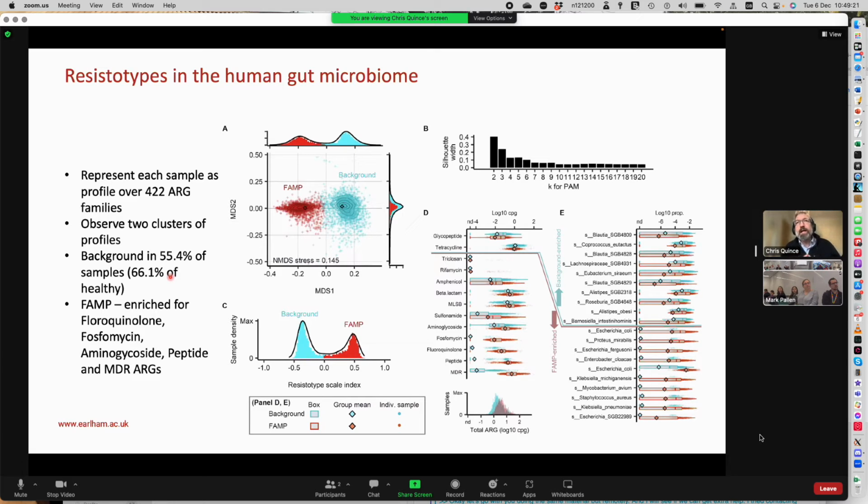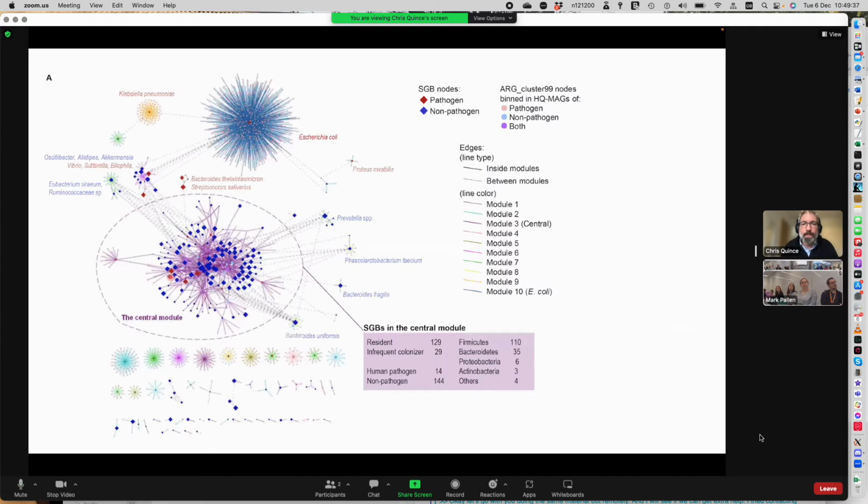So this is a bit like, and we'll talk about this on Friday, the concept of enterotypes in the taxonomic structure of the human gut. It seems that there are two distinct types in terms of antimicrobial resistance profile.